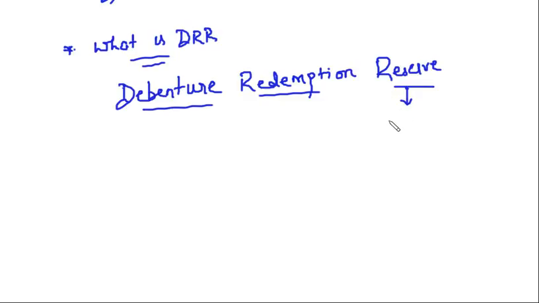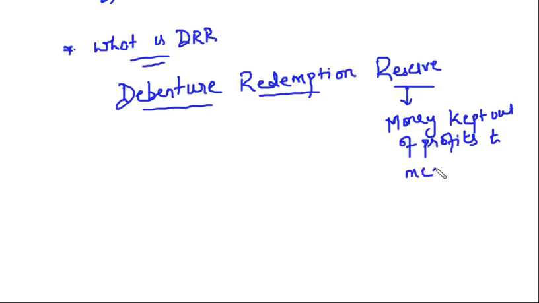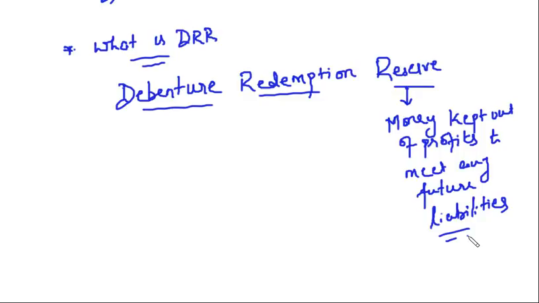What is it? Money kept out of profits to meet any future liabilities, right? Isn't it? This is a reserve. What is a reserve? It is any money that is kept separate from the profits to meet any future liabilities. Now, what do these two words mean? Debenture redemption, that means you have to return.